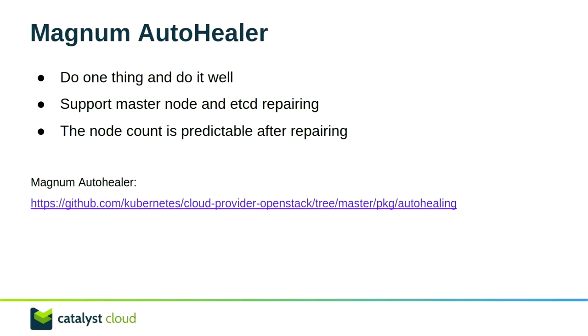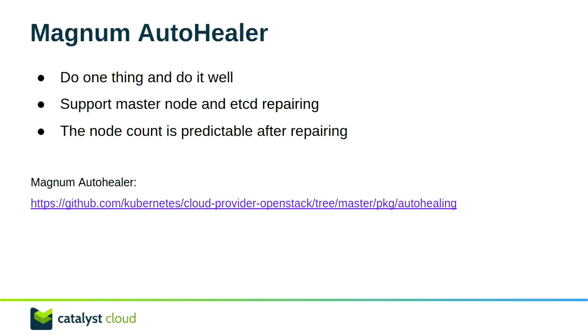So with Magnum Autohealer, if you initially have 3 worker nodes, after the repairing, you can still have 3. That's one of the requirements from our company. So that's one of the reasons we created it. It's also open sourced, but currently it is under Kubernetes cloud provider OpenStack because at this moment, it only supports OpenStack as the cloud provider. But as I mentioned, you can easily extend it to support EKS or AKS. You don't need it for GKE because GKE has auto repair.